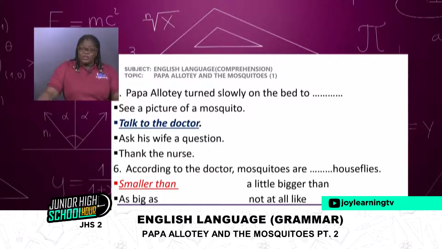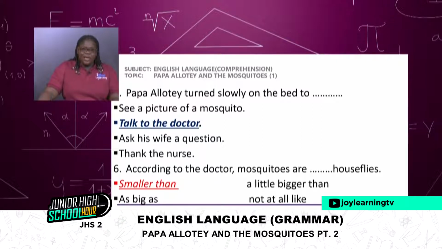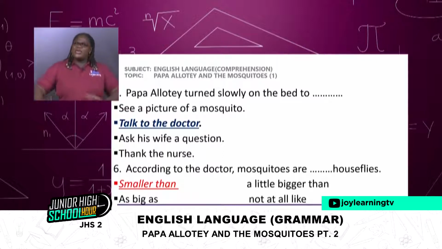You remember when the doctor was talking to Papalo, he turned slowly. Honestly, in the story, I thought he was going to insult the doctor or fight him, because it was like he turned slowly, and I was not comfortable with that particular phrase. But he didn't intend to fight. He didn't intend to insult. He only turned to talk to the doctor. And I believe that was why he understood.